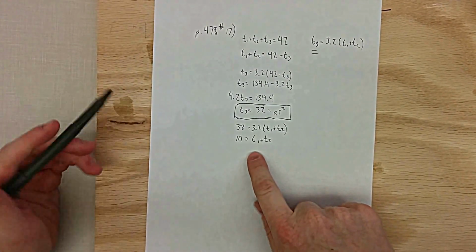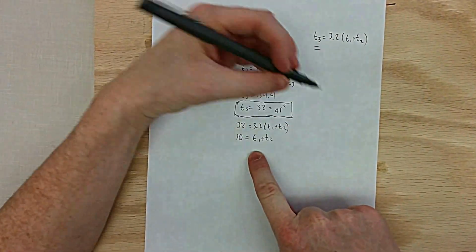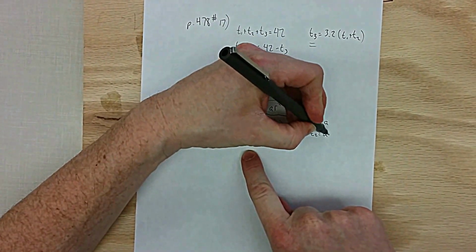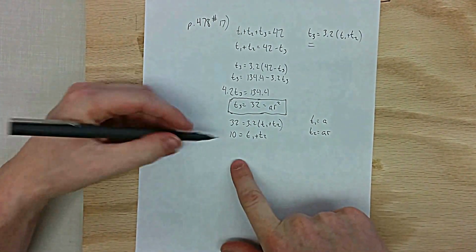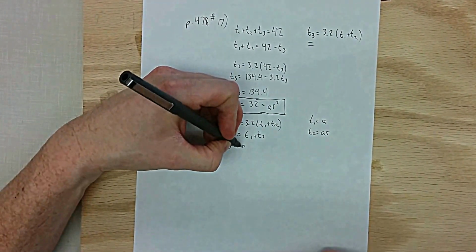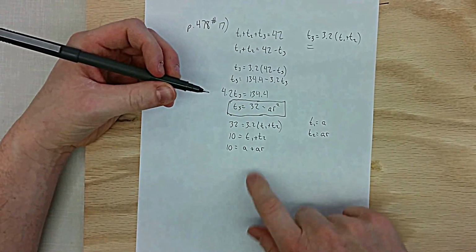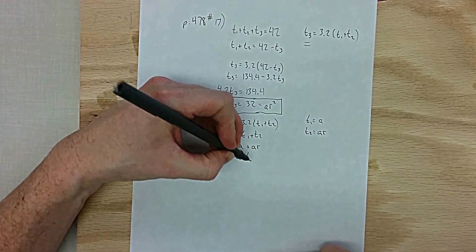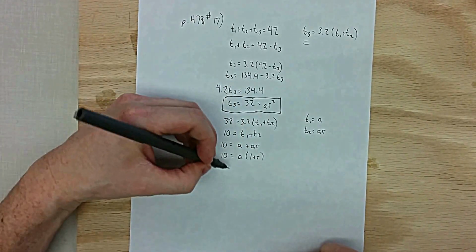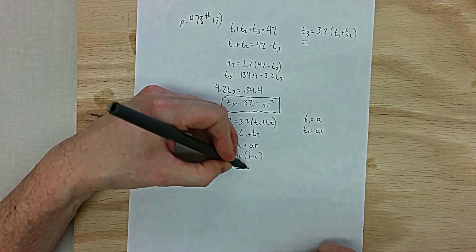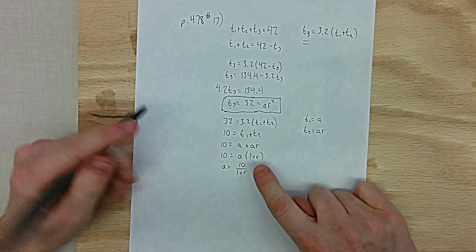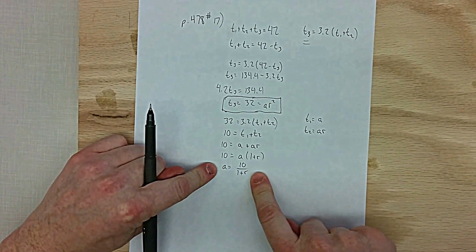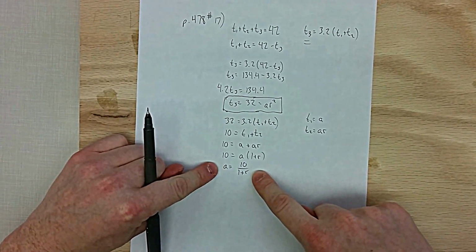So I've got that. Now, what we know is that t1 is also known as a, and t2 is also known as ar. So I know that 10 equals a plus ar. If I factor a, then I get 10 equals a times 1 plus r. And that means that a equals 10 over 1 plus r. So that's just a nice little formula here. That's the relationship between a and r, and that's something I'm going to be able to use later on.